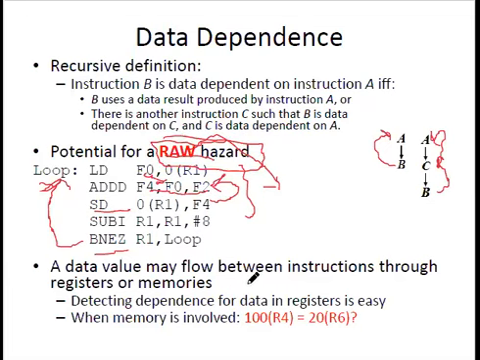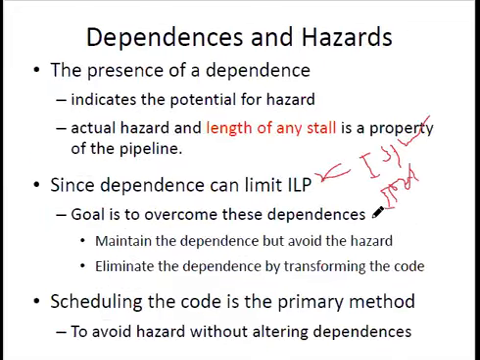So a data value may flow between instructions through registers. Detecting dependencies for data in registers is easy, and we will see how this is done. The presence of dependence has a potential for hazard, as we all know.